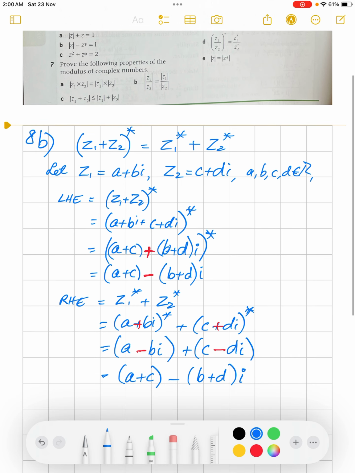And now you can see, therefore, the left-hand expression happens to be identical to the right-hand expression.